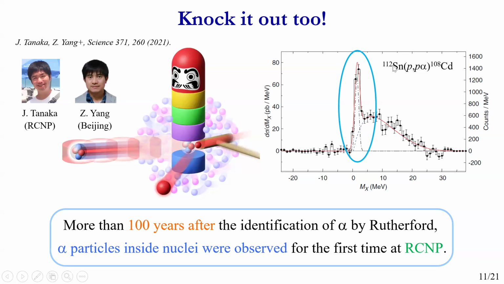So this is surprising, I would say, because for such medium-heavy nuclei, the nuclear structure is mainly explained by the independent particle picture.